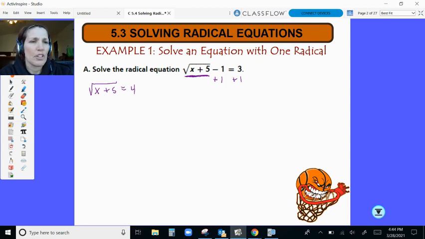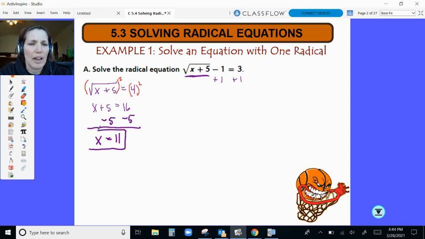From here, we want to eliminate this radical. This is a square root, so the opposite function, or the inverse function, of a square root is to square it. So we're going to square both sides of the equation. Then we have x plus 5 equals 16. Now we can solve for x. We're just going to subtract 5 on both sides. We have x equals 11, and that's my solution.